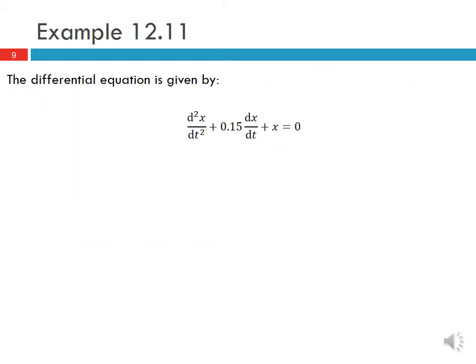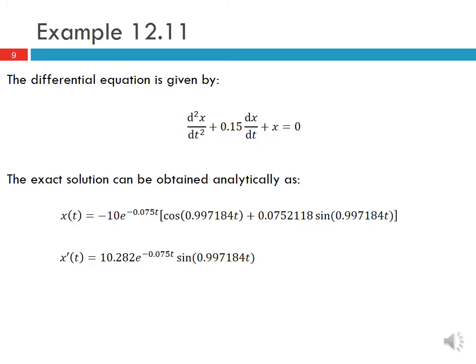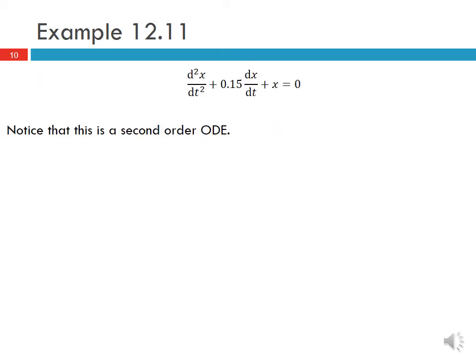So the differential equation is given as the second order differential equation shown here. The exact solution can be obtained analytically, and the exact solution for both the position and the velocity are shown here, where this x prime of t represents the velocity.